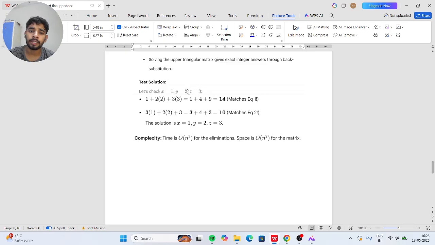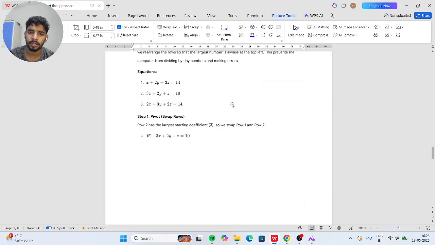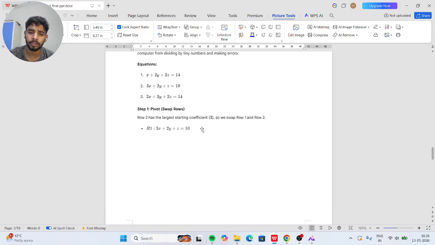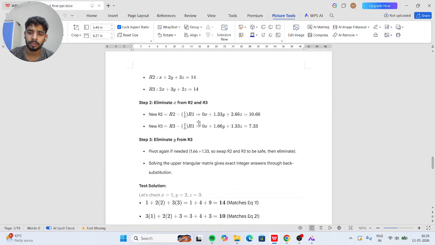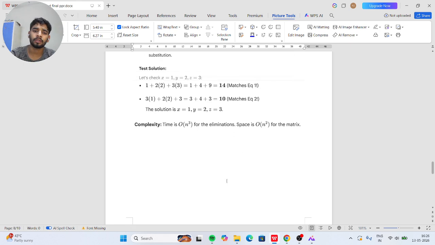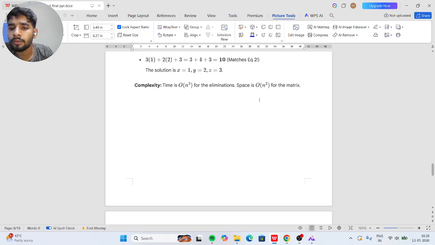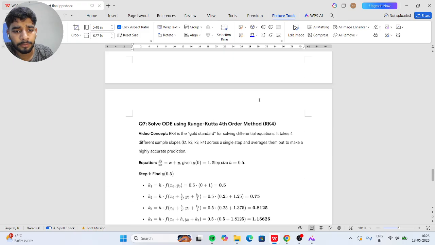And now applying these values in the equations to test the solution, we apply this and it comes to 14. You can see that it matches perfectly with the 14, then 10, and then 14. So equation 2 is coming 10. Both the equations got matched. Now the complexity for this: the time is of order n cube for elimination, and the space is of order n square for the matrix.